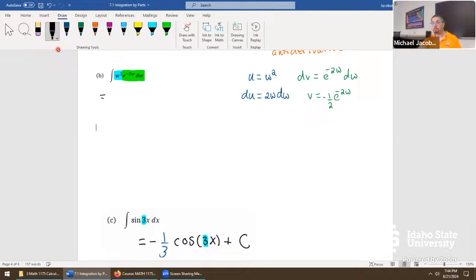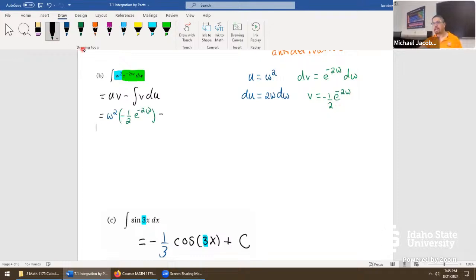I almost always do this. Even in my own work, when I'm reviewing this before a class, I almost always go like this: uv minus integral of v du. It's only because there is a lot of information we're trying to convey here. It's good to have the structure laid out and then just plug in the information. So left to right, use w squared. And the w squared is combined with v, which is -1/2 e to the power of -2w. I'll have to put parentheses in there to recall that there's a -1/2. -1/2 e^(-2w) multiplying.